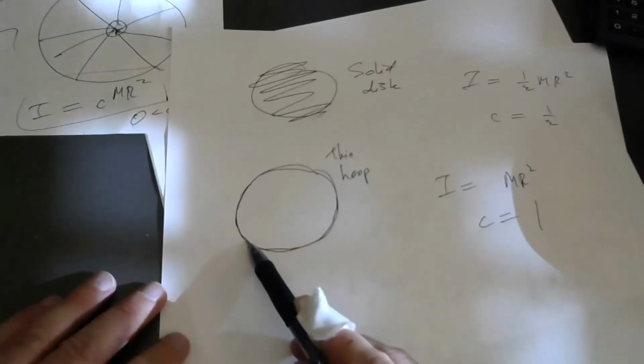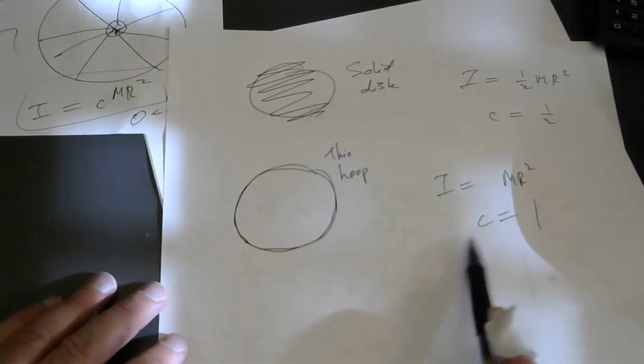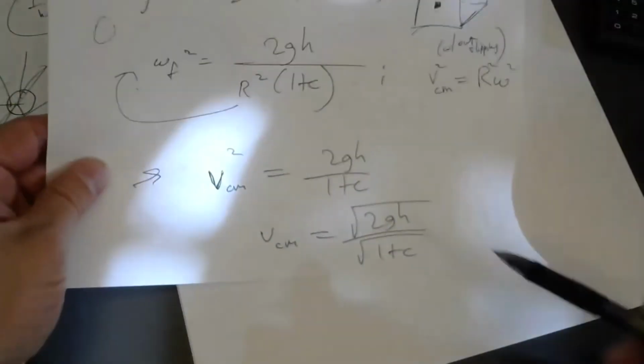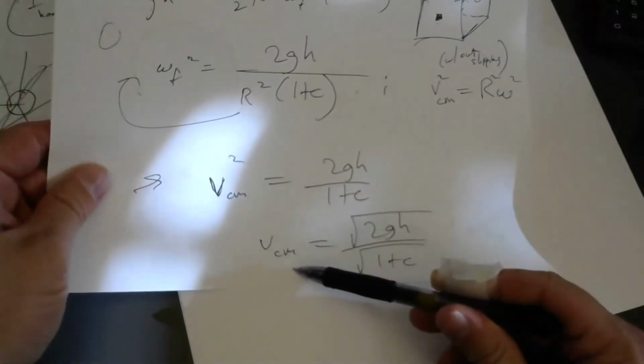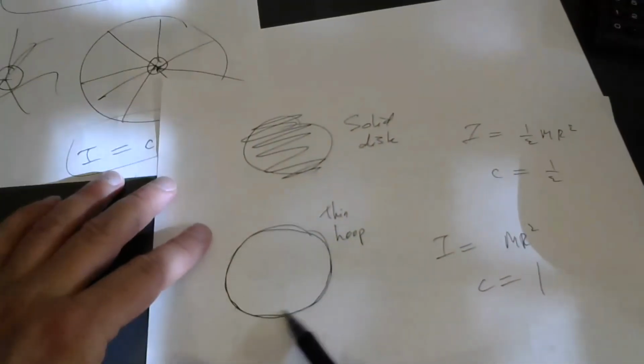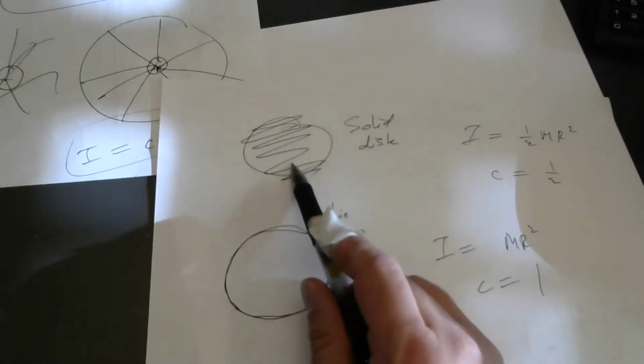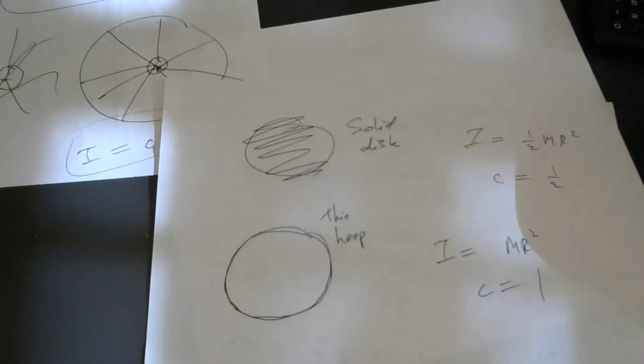So basically, the more of your mass is at the edge rather than towards the center, the higher the value of C is. And according to this result that we just calculated, the higher C is, the lower the speed is at the bottom. So a hoop would be going slower at the bottom of the ramp than would the solid disc. And that's not really intuitive. We don't have a lot of experience with that in everyday life.